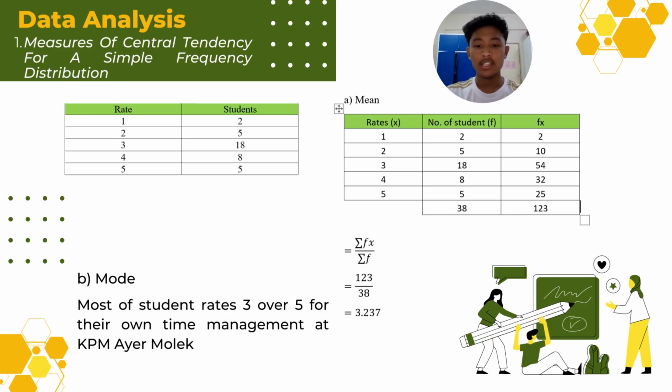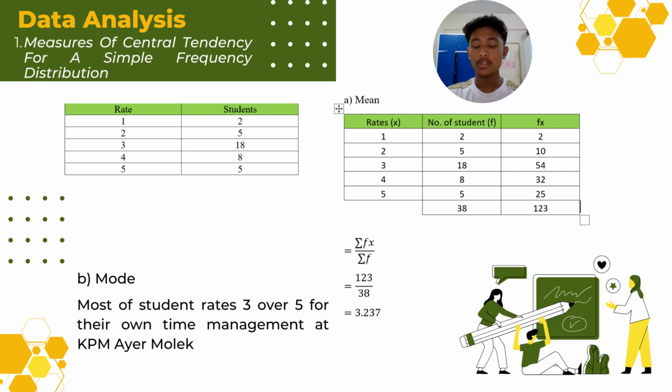We move to data analysis. We use two measures of central tendency for this survey. The two measures are simple frequency distribution and group frequency distribution. For simple frequency distribution, we use question 6 of quantitative data as data collection. From the table on the slide, we can find the mean, mode, median, and quartile.